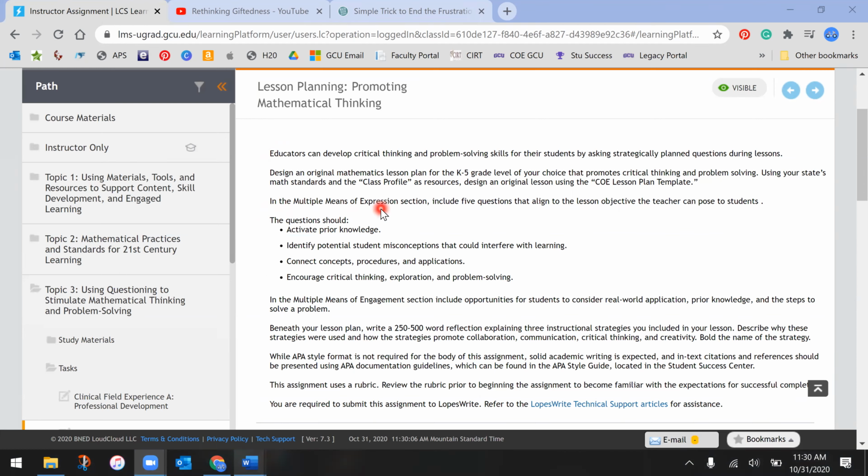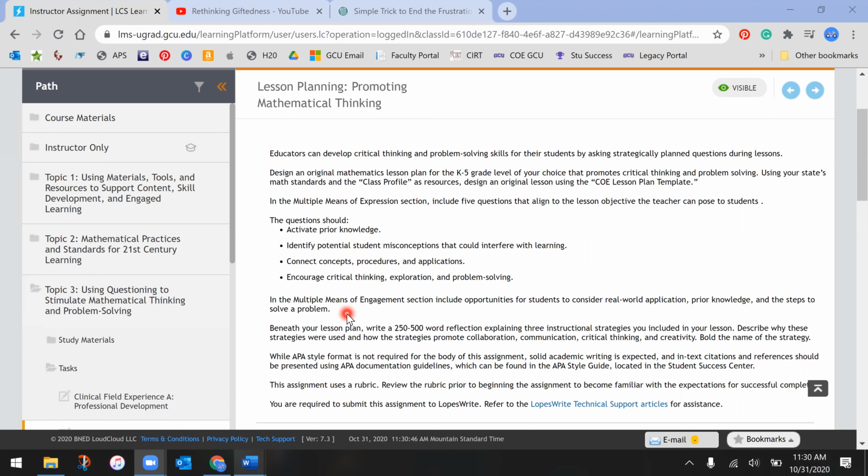When I think about the traditional College of Ed lesson plan, that's not always in alignment with the constructivist strategies that we've been learning about in topic 2. So for this lesson plan, I like to give students the option of using the traditional lesson plan template or the 5E lesson plan template.